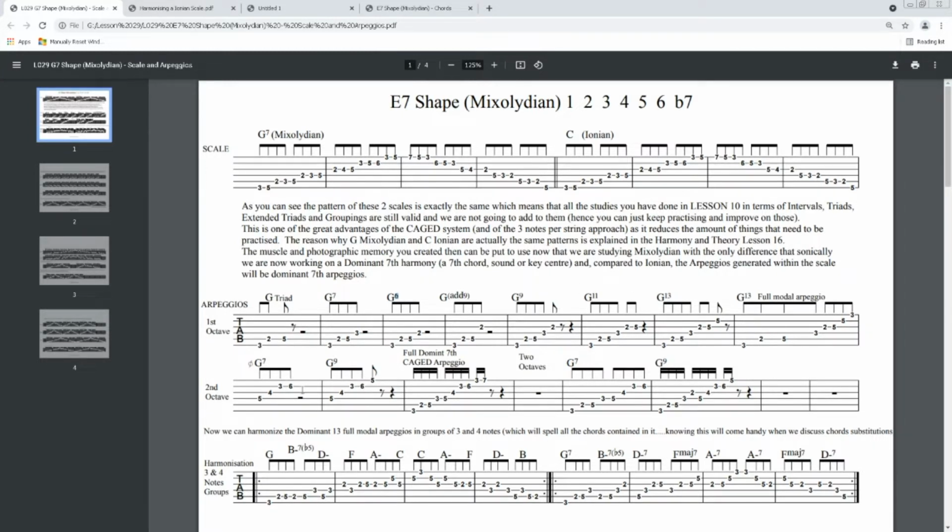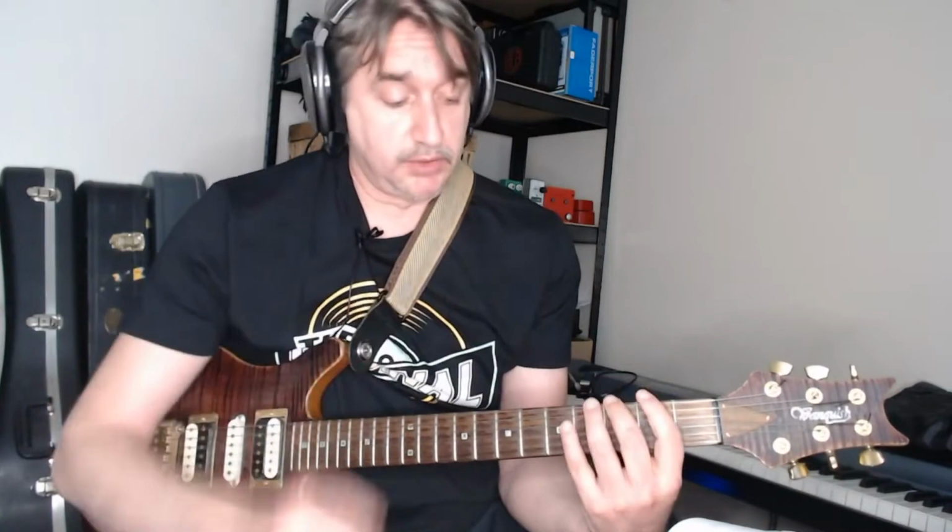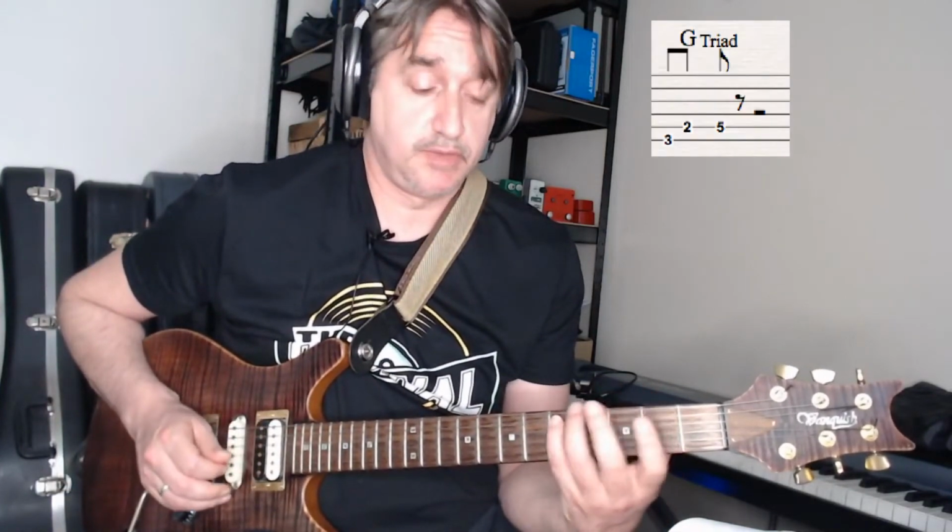We have 2 octaves in this particular shape that we can use. This is the second octave. Then we have the full dominant 7, the CAGED version of the arpeggios, and then dominant 7 and dominant 9, 2 octave arpeggios. So let's first of all look into that. Let's do it in the key of G. This would be my triad, arpeggio wise, second octave.